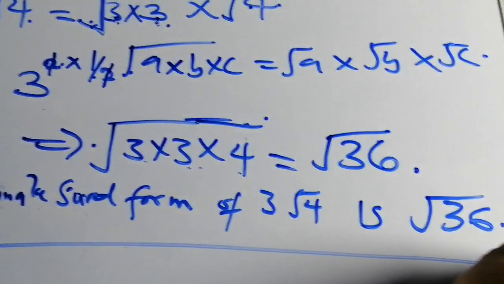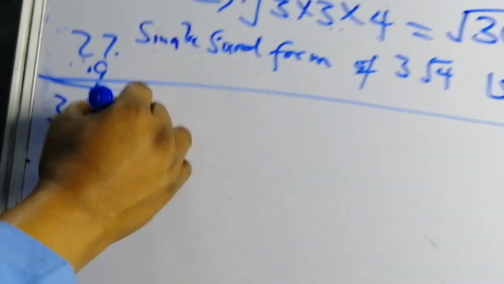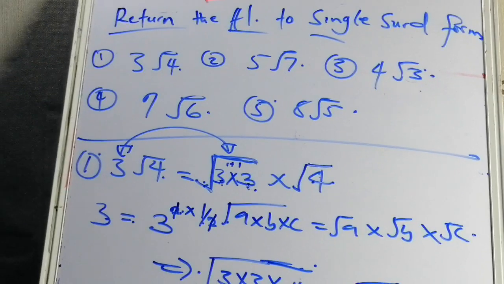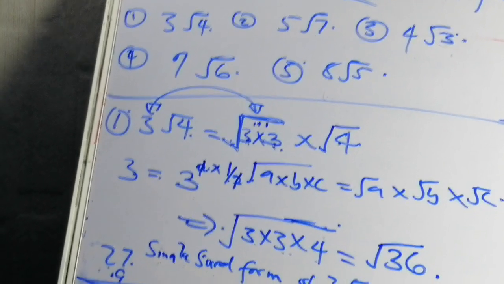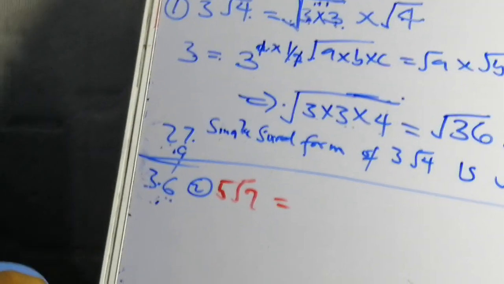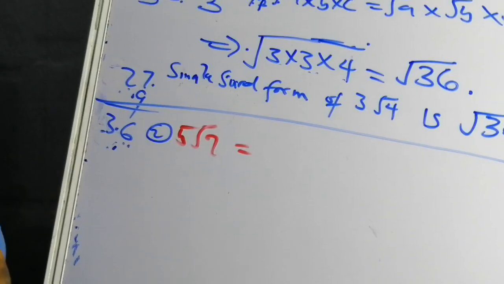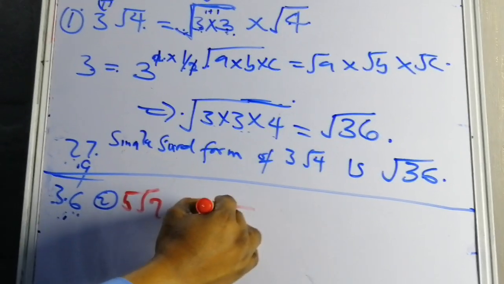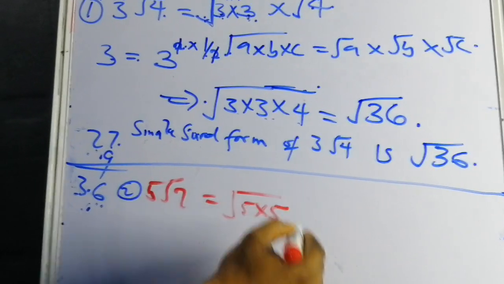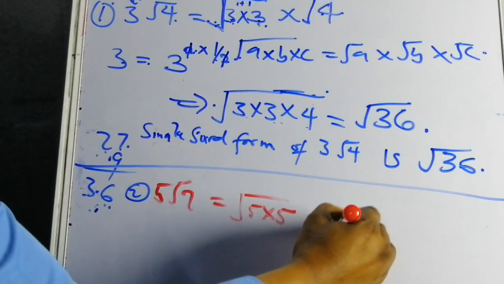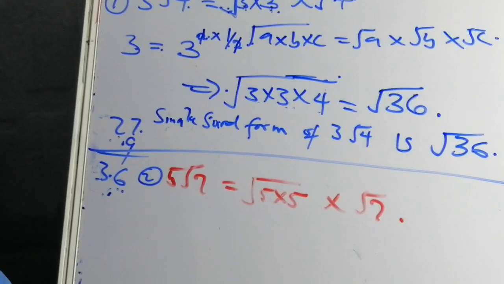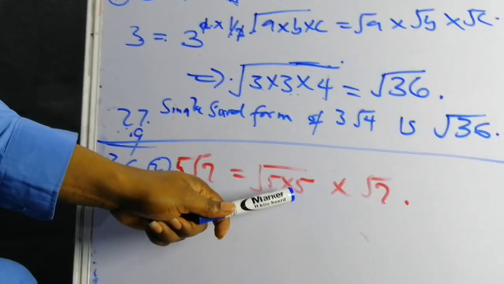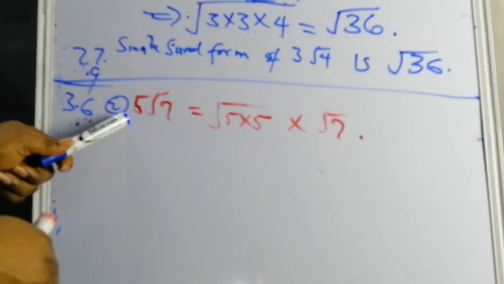So let's move to the second one. We have number 2, 5 root 7. Here it is the same thing. Don't forget, I'm using the same indices to solve this. I can do this 5 times 5 times root 7, because I'm turning it into a single surd form. 5 times 5 is 25. Square root of 25 will still give me 5.